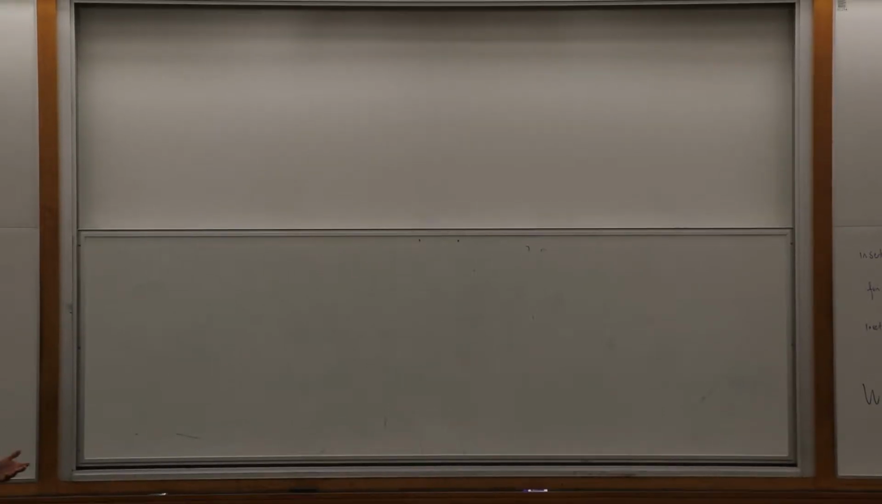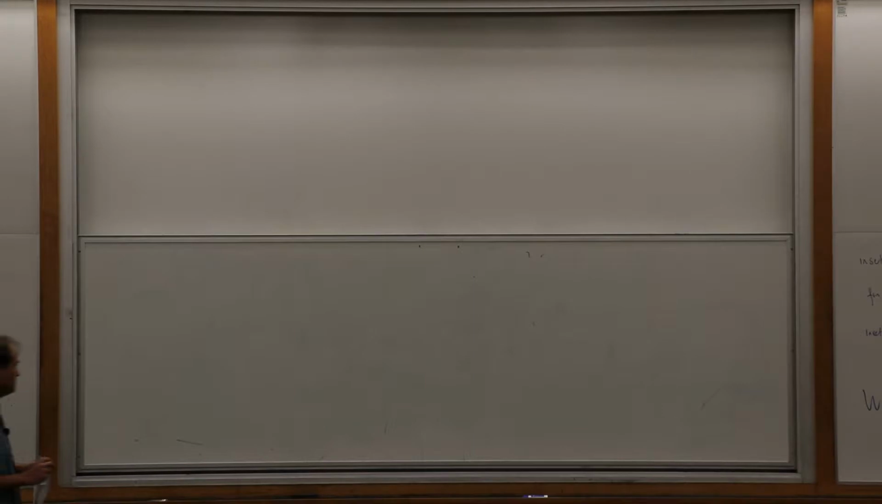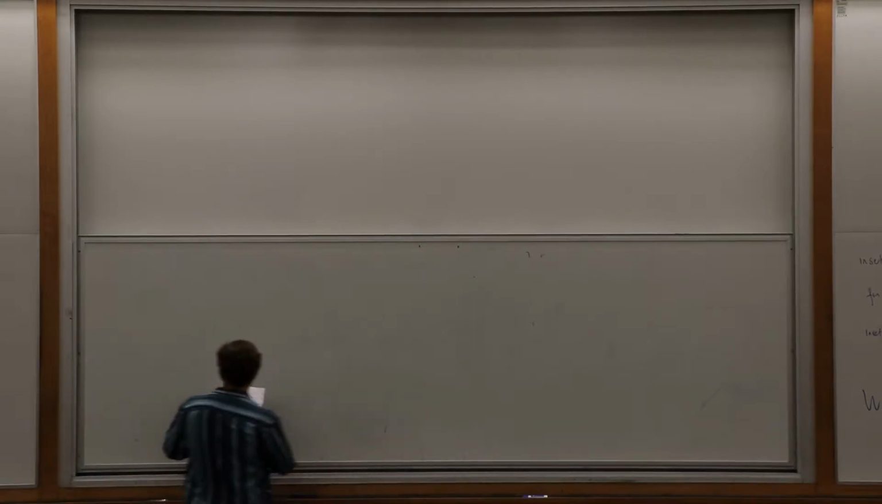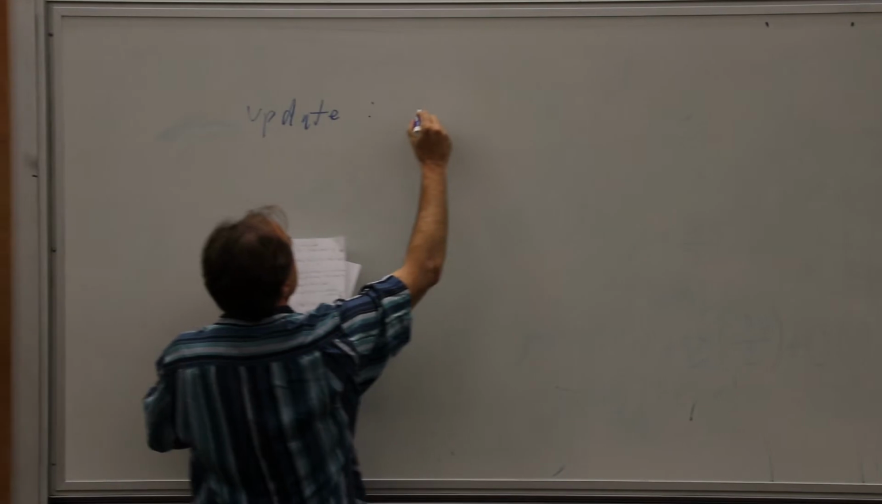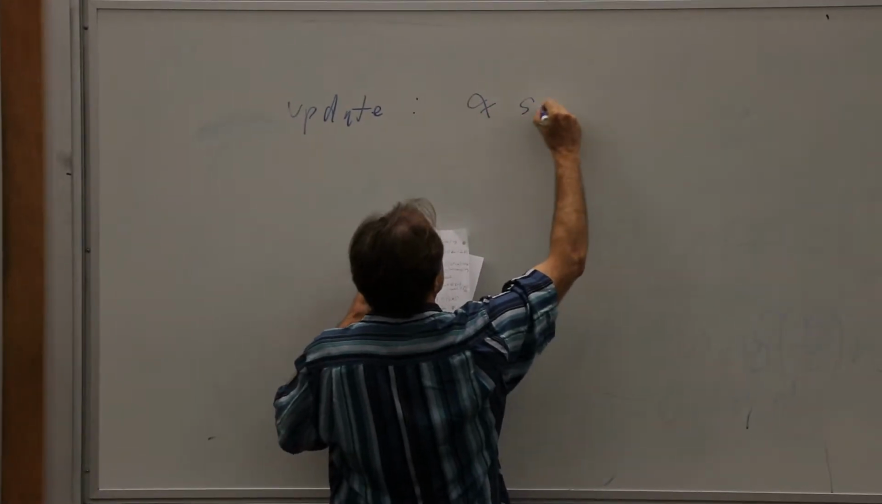And in fact, we had a paper in POPL, I guess last year or two years ago, describing the details of the cost semantics for keeping track of when the cost is what. But for today, let's just do the inefficient version. So we have an update, and its type is alpha sequence.